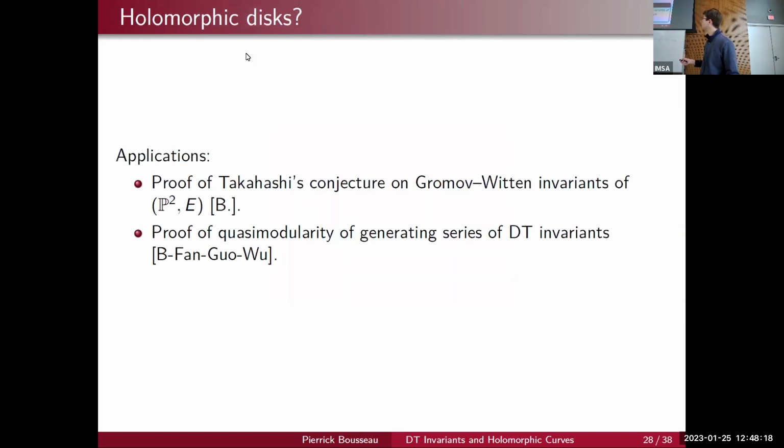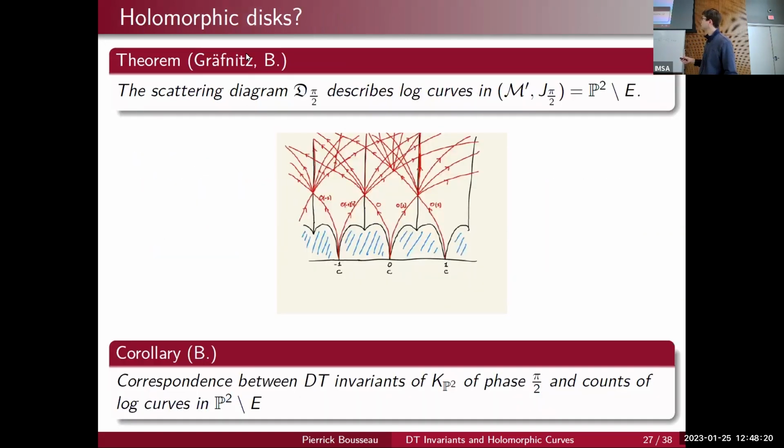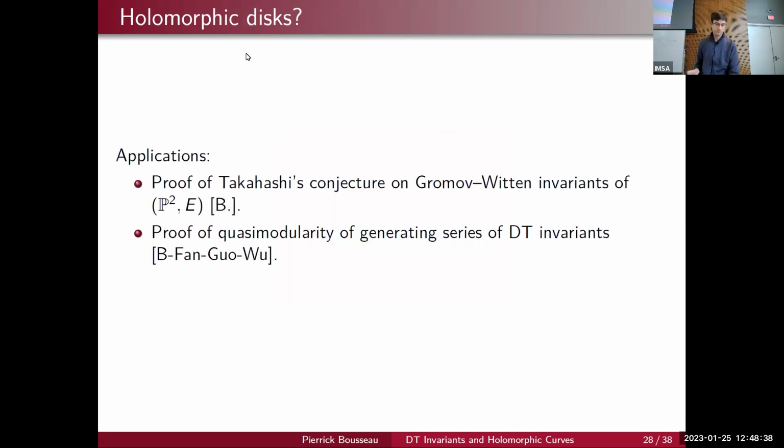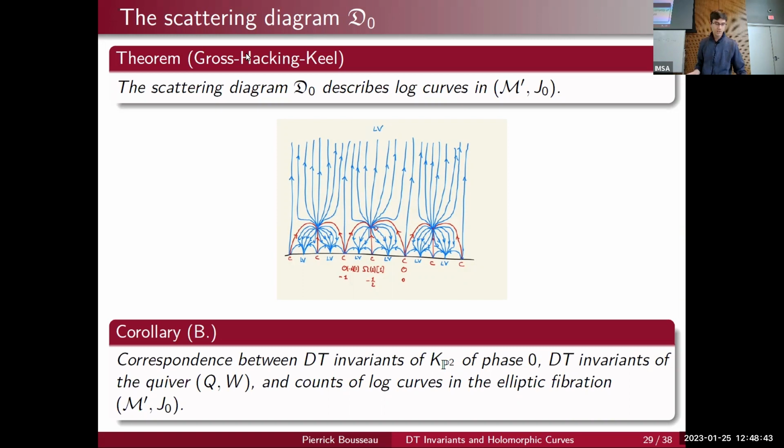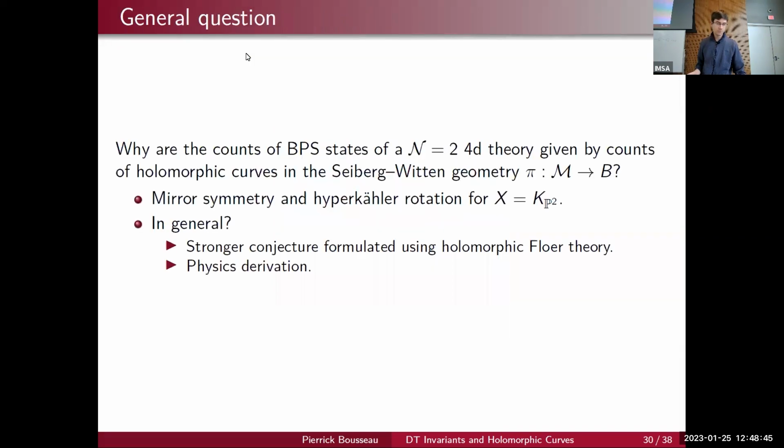Okay, so in these two cases, you have some kind of explicit realization of the general expectation. We have equality between all the various things which should be equal according to the general expectation: the DT invariants, the curve side, and the kind of tropical tree picture. Okay, which ends this talk with some more general questions.